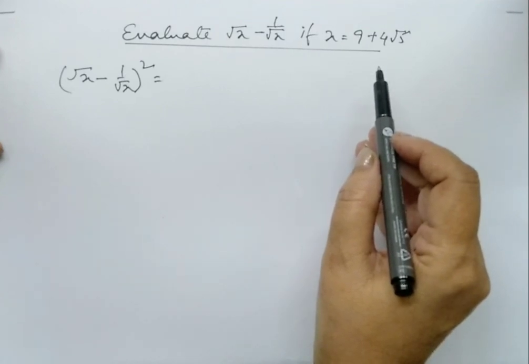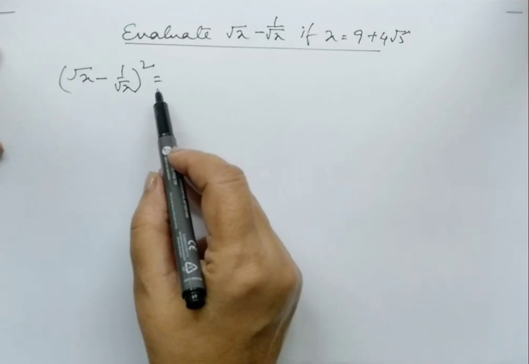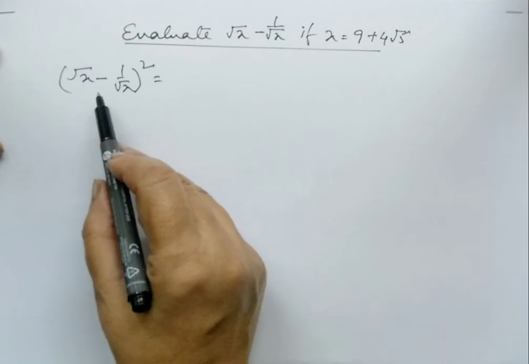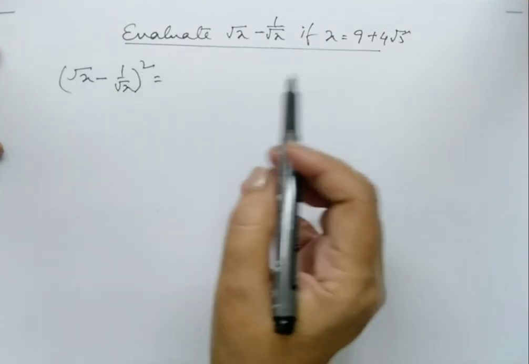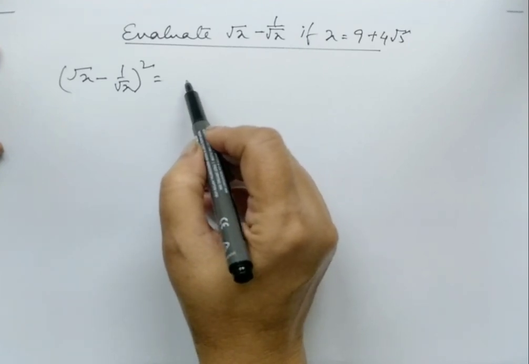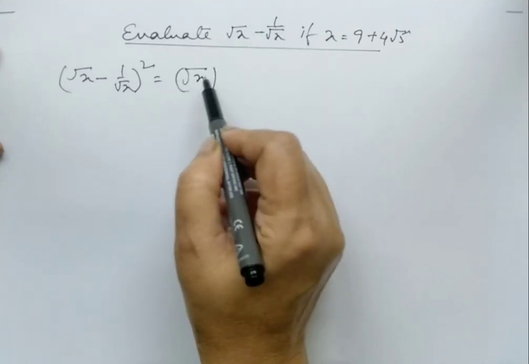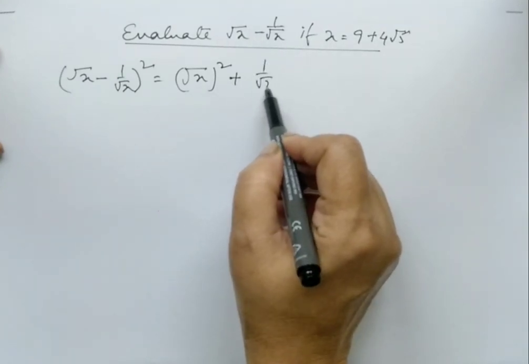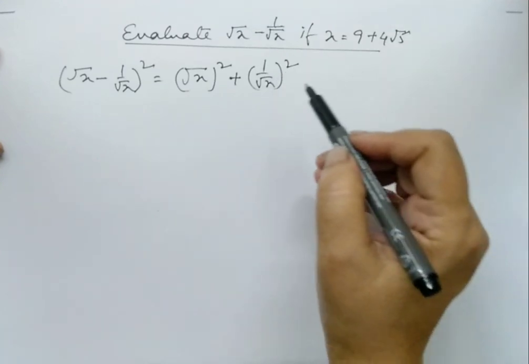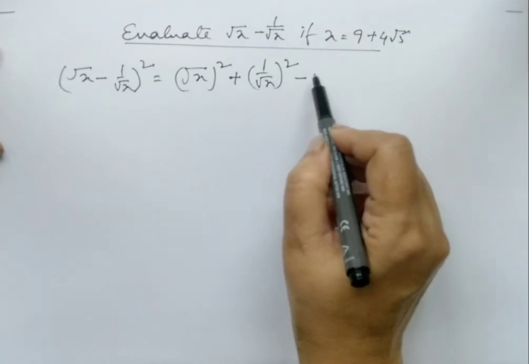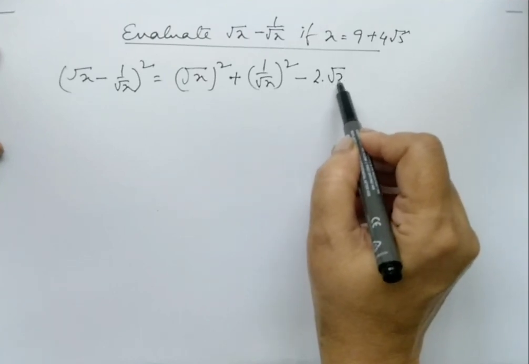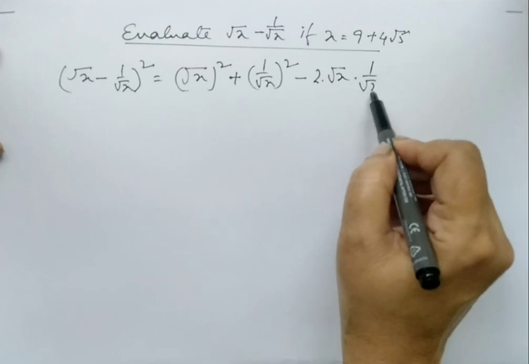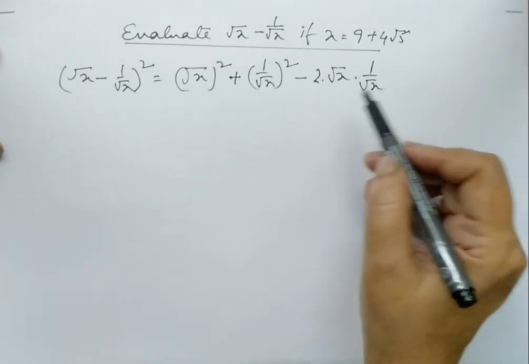So, to square this up, we need to use the identity a minus b whole square. Correct? So we have this as a, so a square plus 1 upon root x, b square, minus 2 dot root x and 1 upon root x as our a and b, 2ab.